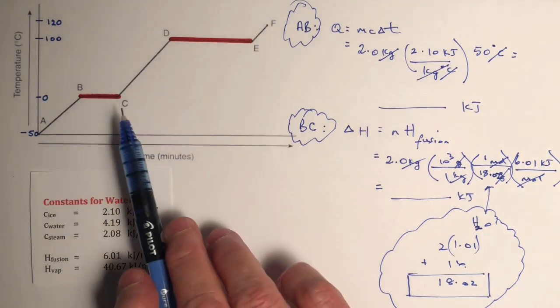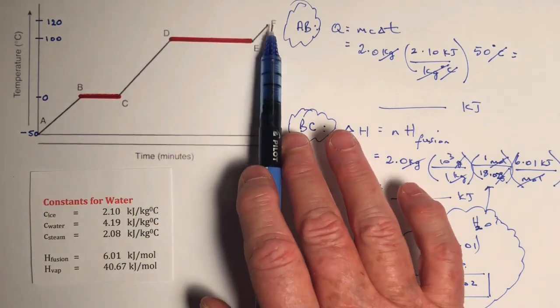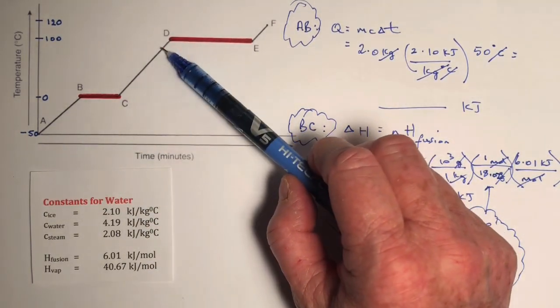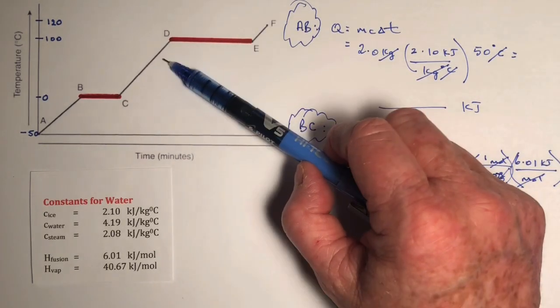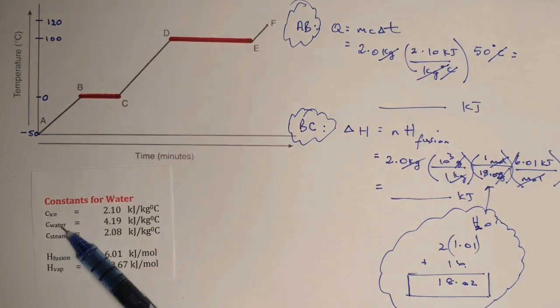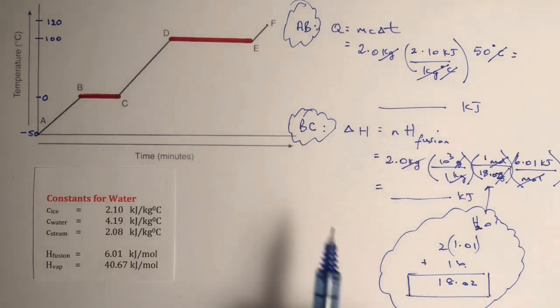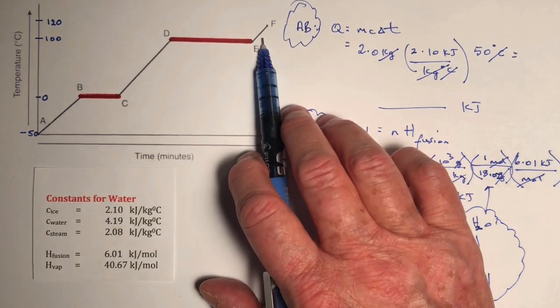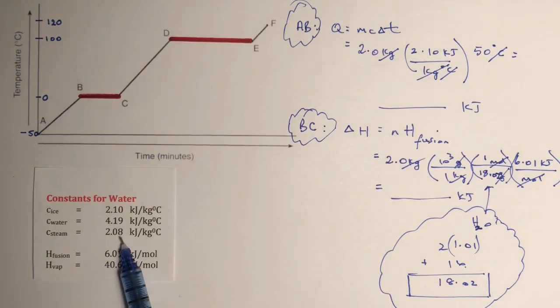I want you guys to do the CD portion, the DE portion, and the EF. This one, remember, is an MCΔT. This is an MCΔT as well, but this is the MCΔT for water, which means we'll be using the specific capacity of liquid water right there. This is our little data table. And then, of course, right here would be the amount of energy required to actually warm up the steam or heat up the steam. So we'll be using the specific capacity of steam, which is right there.